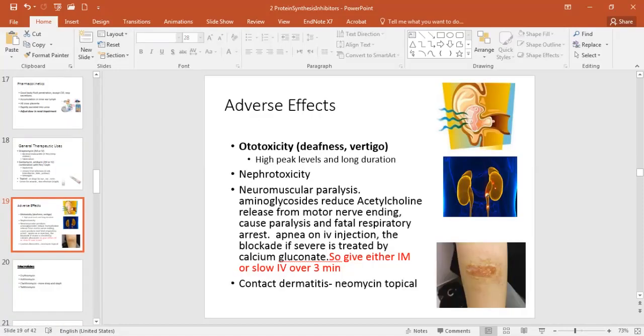الadverse effects. أهم adverse effects هي الأوتوتوكسيستي والنفروتوكسيستي اللي هي very common. الأوتوتوكسيستي يؤدي إلى deafness or vertigo لأنه هو يروح على ال inner ear. It affects the sensory cells in the inner ear اللي مسؤولة عن السمع والتوازن. فلذلك يؤدي إلى deafness and vertigo.